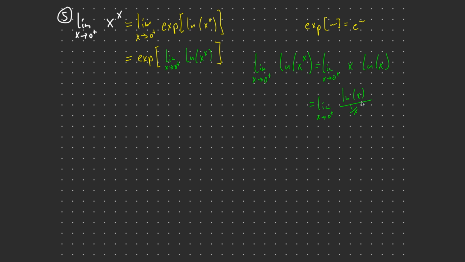And that's algebraically equivalent, but in this case, it's more clear to see that this is in an indeterminate form because we get negative infinity over infinity for our limit here. So we can compute that limit using L'Hopital's rule because we have a negative infinity over infinity. Okay, so we have this indeterminate form, so we can use L'Hopital's rule.